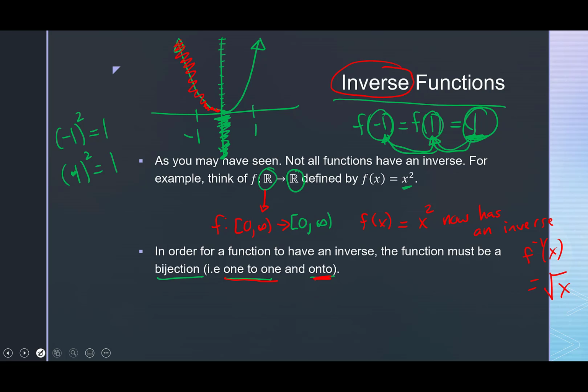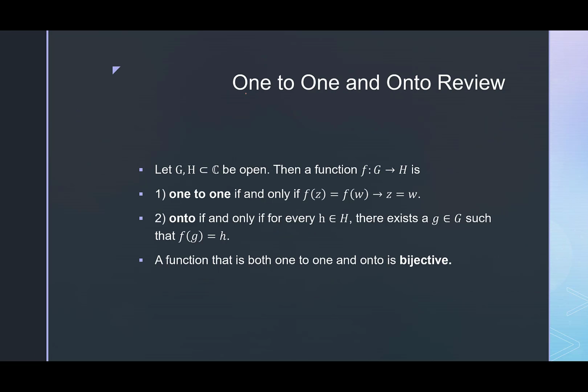Let's get a little bit more precise with that. All right, so one-to-one and onto review. Hopefully you've seen this. If you've taken pre-calc here, you've definitely seen one-to-one, at least. Onto you may or may not have seen. If you've been in 322, you've definitely seen it. If you've taken abstract algebra, you probably have seen it. But in any case, let's go ahead and review this.